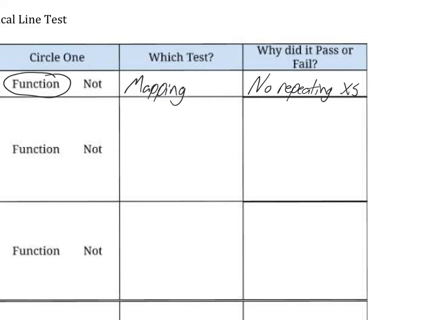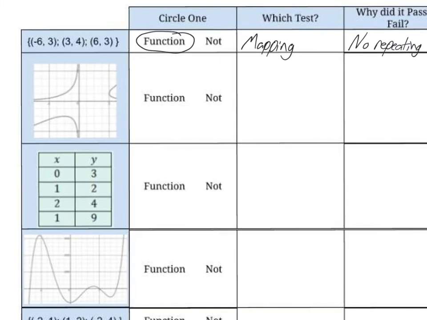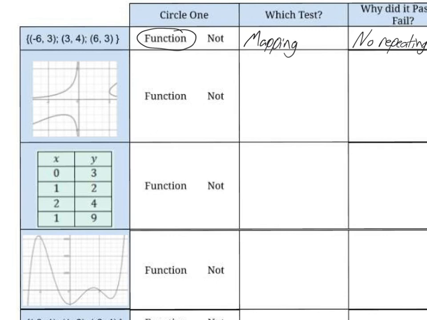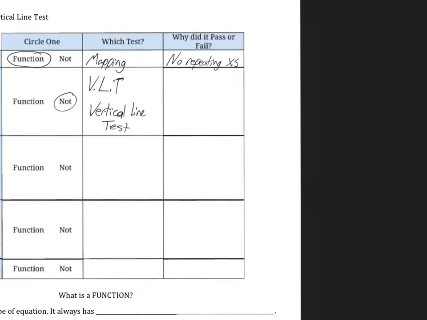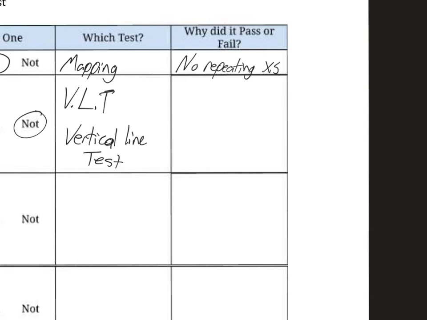x's. Okay, so let's go ahead and try this next one. Is it a function or not? I don't think it is. What test did I use? VLT. VLT stands for vertical line test. Okay, there you go. So if I drew a line right here, it just crosses it twice, so that does not work. So it crosses twice.